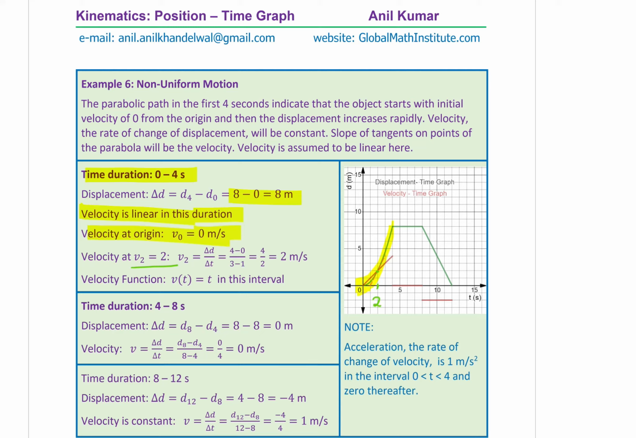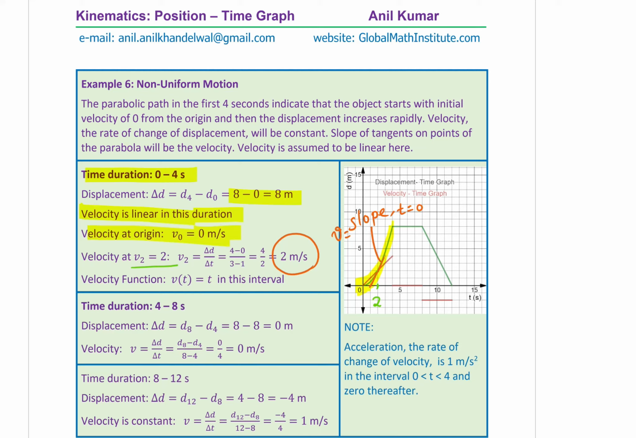We're considering a point, and we've drawn a straight line as a tangent. The slope of this tangent is 4 minus 0 over 3 minus 1. We have 2 meters per second. That is the slope of this tangent, and that gives you the velocity v at the particular point. Clear? So we have 2 meters per second.